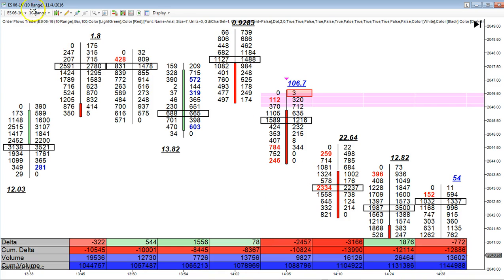Again, what is this? This is an E-mini 10 range chart. And you can see it's just humming along: minus 300, positive 500, positive 1500, 78, wham, minus 2400, minus 3000. You're seeing in these two bars the aggressive selling really take over. This one's kind of aggressive. It's strong. 1500, 1556 is a strong number.